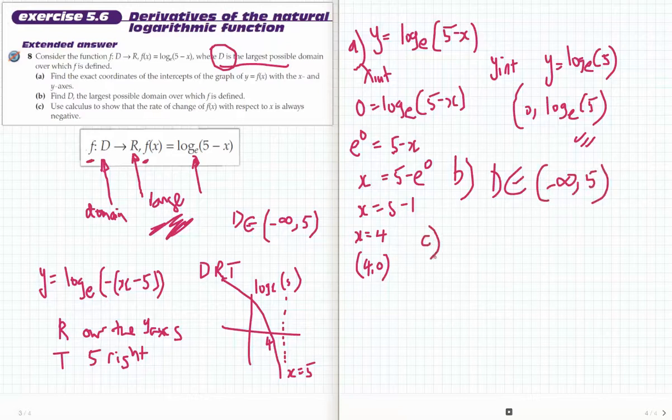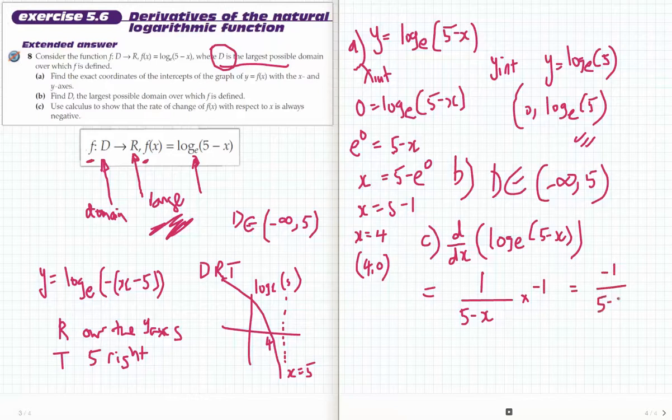And part C is use calculus. So I need to take the derivative with respect to x of log base e of 5 minus x. The derivative of a logarithm, say log base e of x, equals 1 on x, so the derivative of this will equal, because I have a chain happening, 1 on 5 minus x times the derivative of 5 minus x, which is minus 1. Therefore it's going to equal negative 1 on top of 5 minus x.